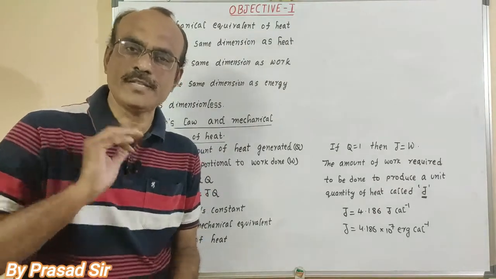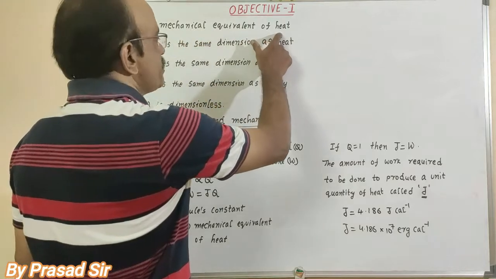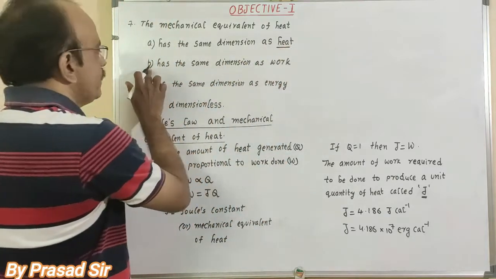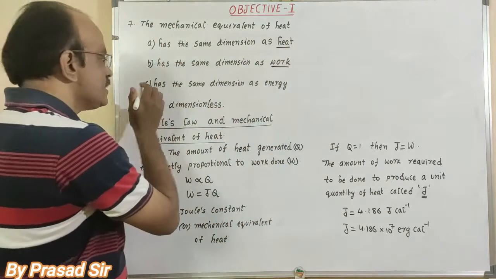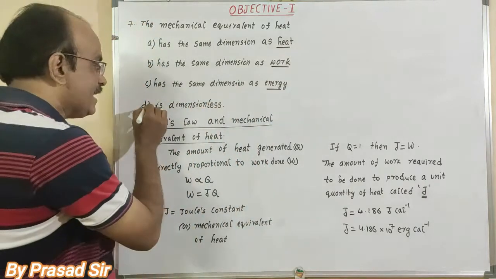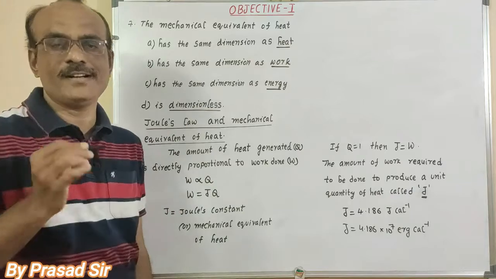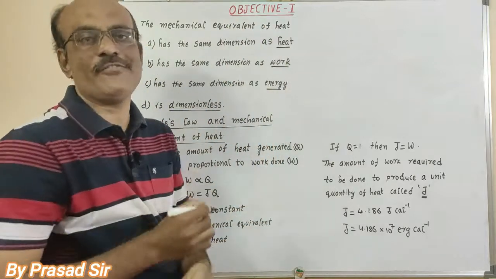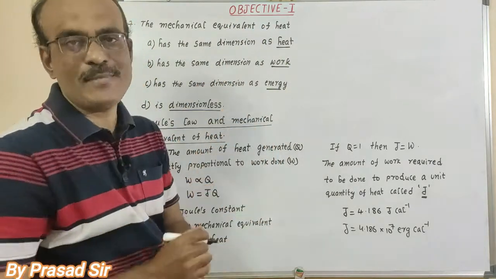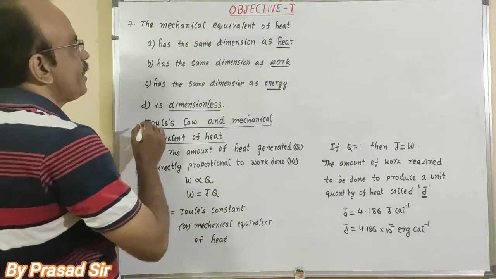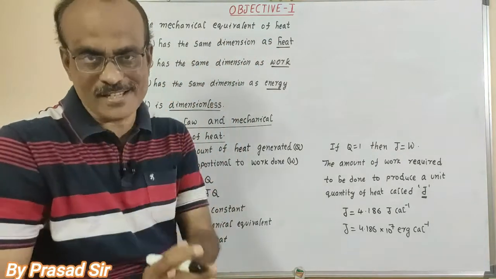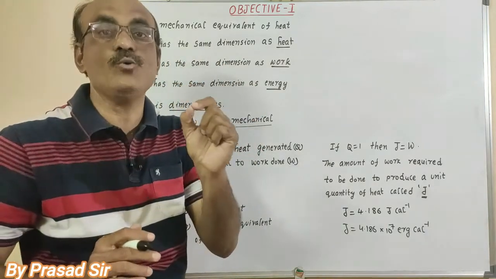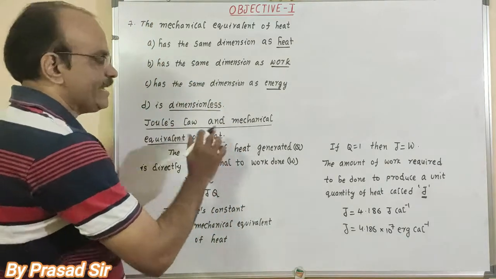Question number 7. The mechanical equivalent of heat: A, has the same dimension as heat; B, has the same dimension as work; C, has the same dimension as energy; and D, is dimensionless. Now listen, to answer this one: heat, work, energy, all are forms of energy, so all have the same dimensions. But remember, first of all, what is the mechanical equivalent of heat? To know that, we should know Joule's law and the mechanical equivalent of heat.